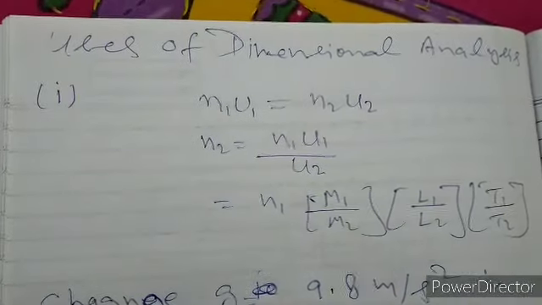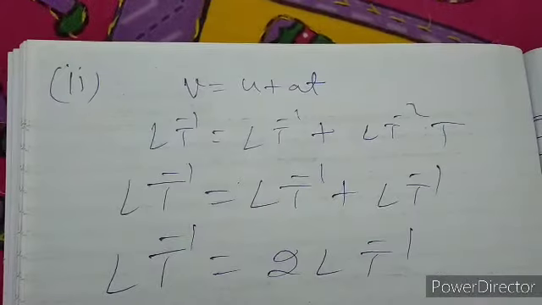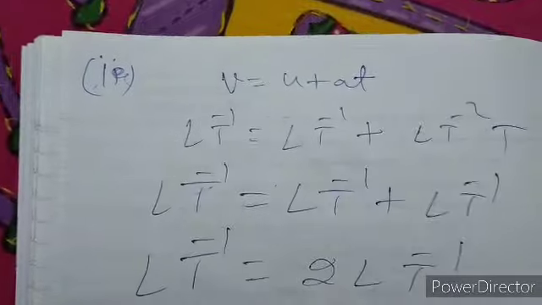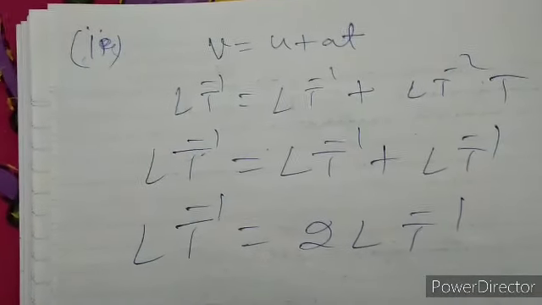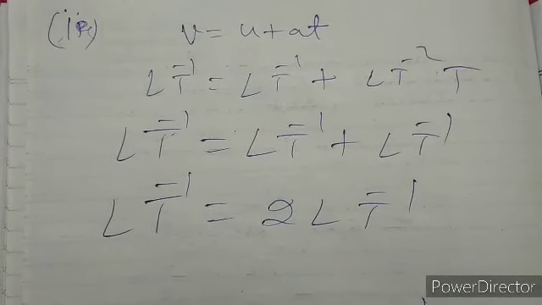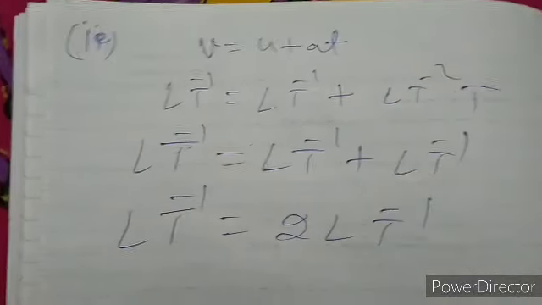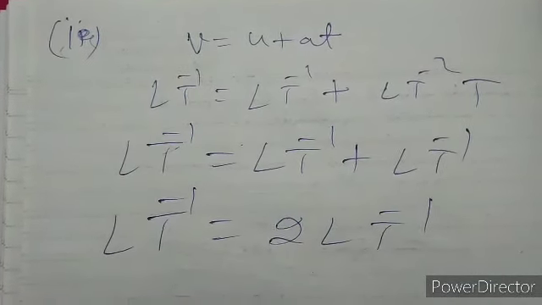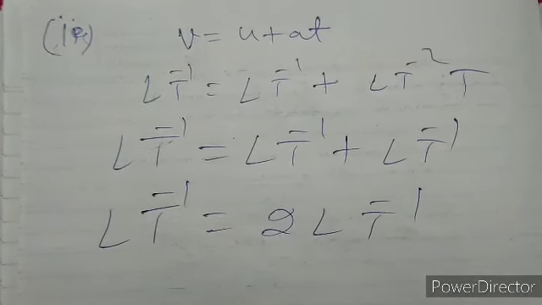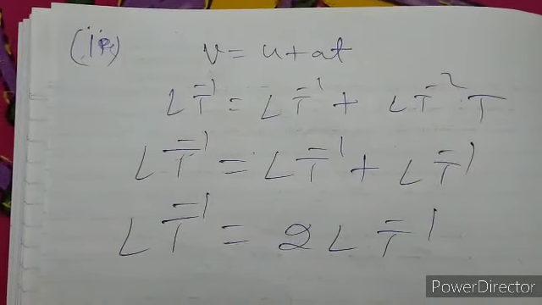There are three uses of dimensional analysis. The first use is checking the correctness of a formula. With the help of dimensional analysis, one can check whether a formula is correct or incorrect. How can we check whether a formula is correct or incorrect? We have to write the dimensional formula on both sides. Then, if the dimensional formula on both sides is the same, the formula is correct, otherwise it is incorrect.